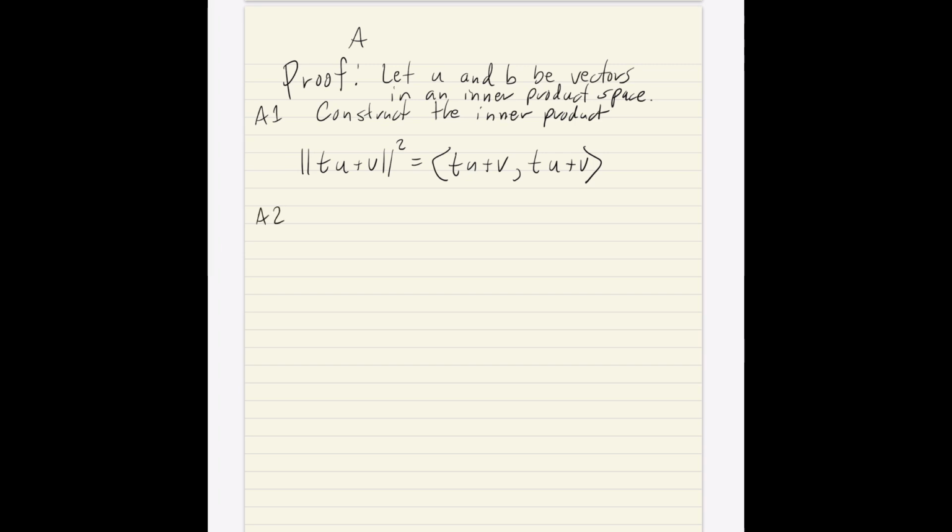Now we're going to use step A2. By the linear property, so here's where you might have to sit down and work with that property yourself to verify this is true. We have the inner product of tu + v with itself, ⟨tu + v, tu + v⟩, is equal to t times the inner product of u, tu + v, plus, and then the number in front of the v over here is a 1, so I can put a 1 out here or leave it blank, doesn't really matter, plus 1 times the inner product of v, tu + v.